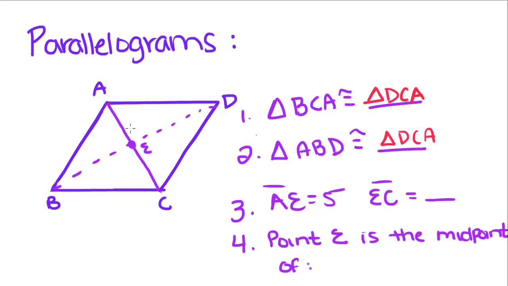So if this right here equals 5, what does this part equal? Well, like we said, when these diagonals cross each other, they bisect each other. So when they bisect each other, they cut into two equal pieces. So if this side equals 5, then EC also has to equal 5.